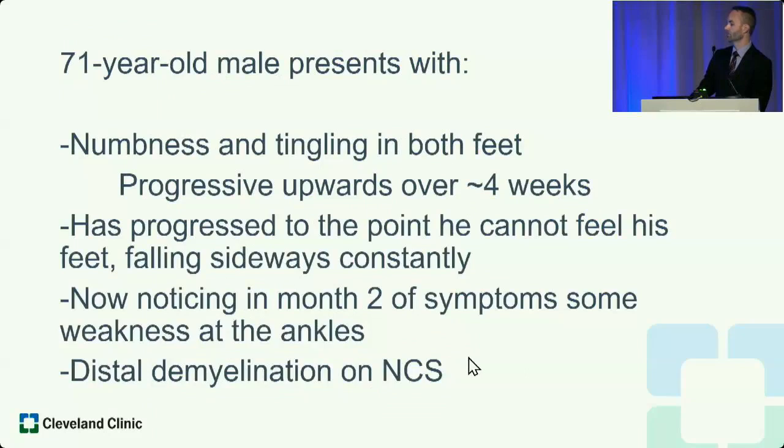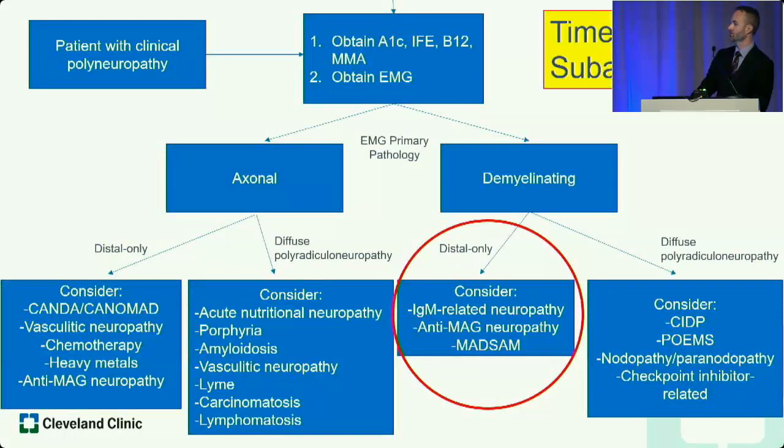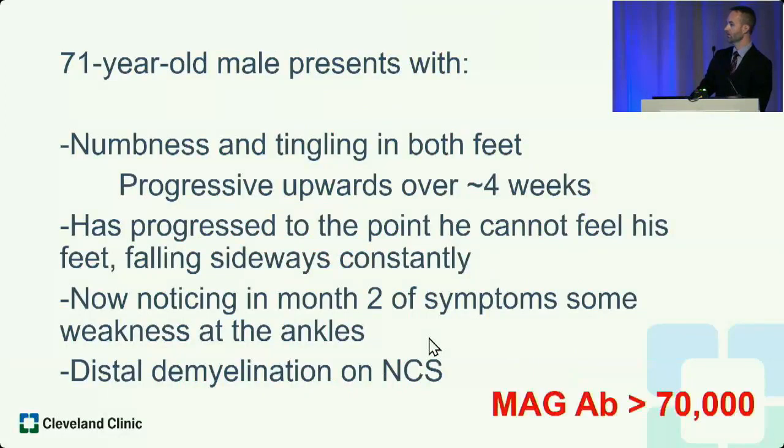All right. So for our gentleman, he was noticing weakness at month 2. He had some distal demyelination on nerve conductions. So that puts us right smack dab on this side. He was demyelinating. He had a distal predominant clinical presentation and EMG. So he's not the radiculoneuropathy or the proximal and distal phenotype. This is primarily what we were considering in him. And his MAG antibody ended up coming back above the upper limit of what we could even detect. So he was treated appropriately and did really, really well.